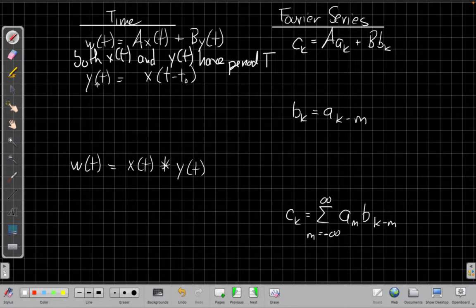Moving on to the next one, if I shift a signal by t naught, delay it by t naught in time, what do you expect to happen in the Fourier series? Pause and think. Okay, now that you're back, right?